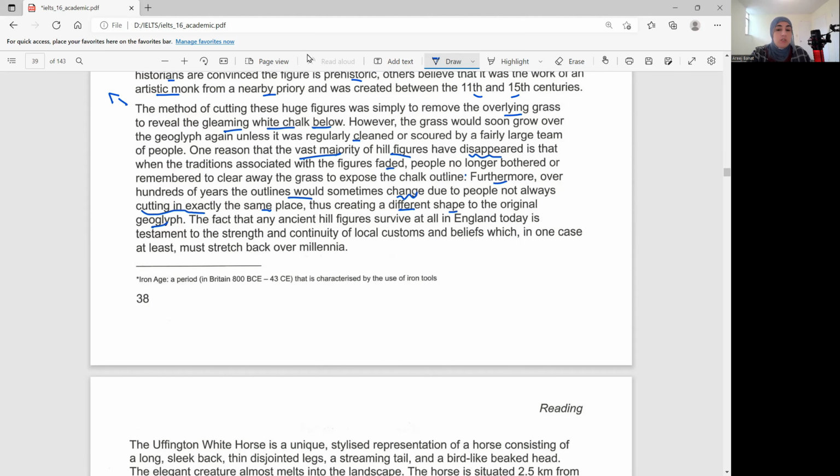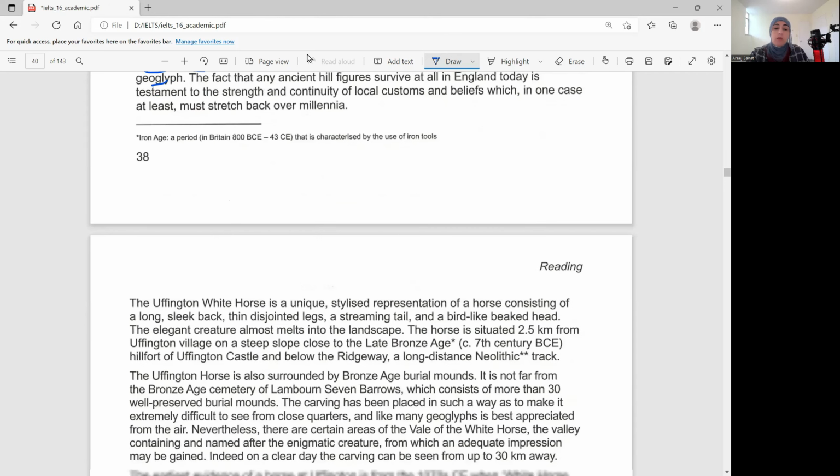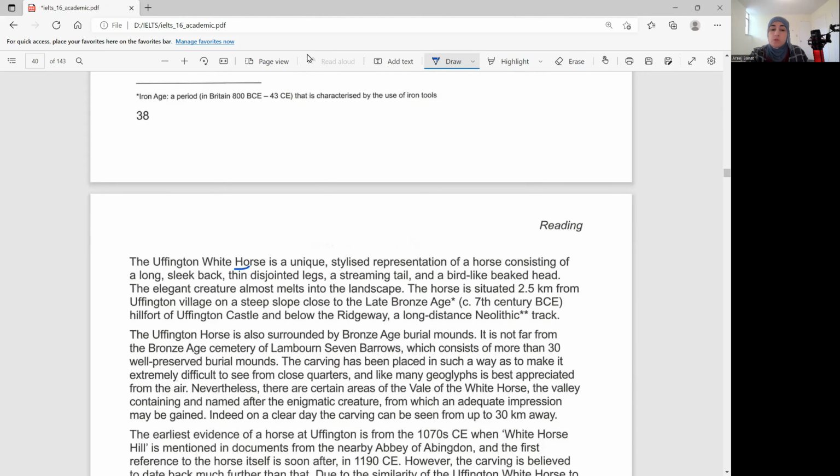The fact that any ancient hill figures survive at all in England today is testament to the strength and continuity of local customs and beliefs, which in one case, at least, must stretch back over millennia. Nothing here mentioned about what we're looking for. Again, here they mention the Uffington White Horse. Let's see if they mentioned how or why it is famous. Okay, the Uffington White Horse is a unique stylized, okay, unique, what does it mean? Different from others. Representation of a horse consisting of a long, sleek back.